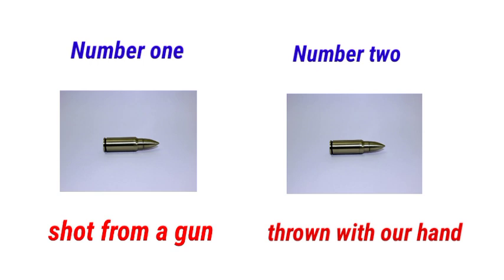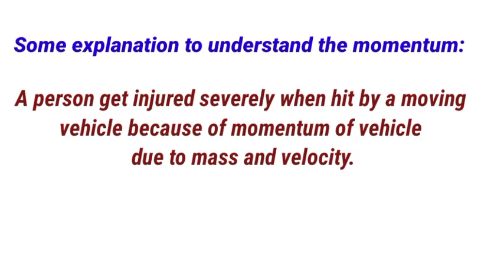So even a small bullet is able to kill a person when it is fired from a gun only because of its momentum due to great velocity. Third explanation to understand the momentum is a person gets injured severely when hit by a moving vehicle because of momentum of the vehicle due to mass and velocity.